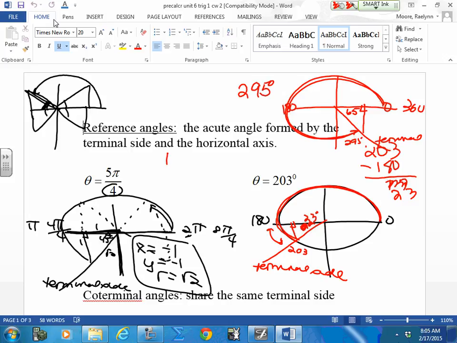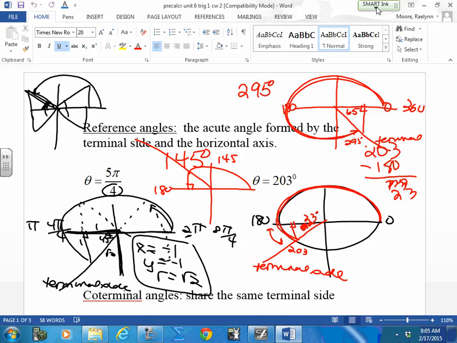How about an angle of 145? What quadrant is 145? Second. I come all the way over here. Here's my terminal side. This is 145. I drop my triangle. This guy over here is 180. What's my reference angle? 35. Everybody see it? Don't try to memorize when do I subtract from 180, when do I subtract from 360, when do I add to 180. Use your graph.